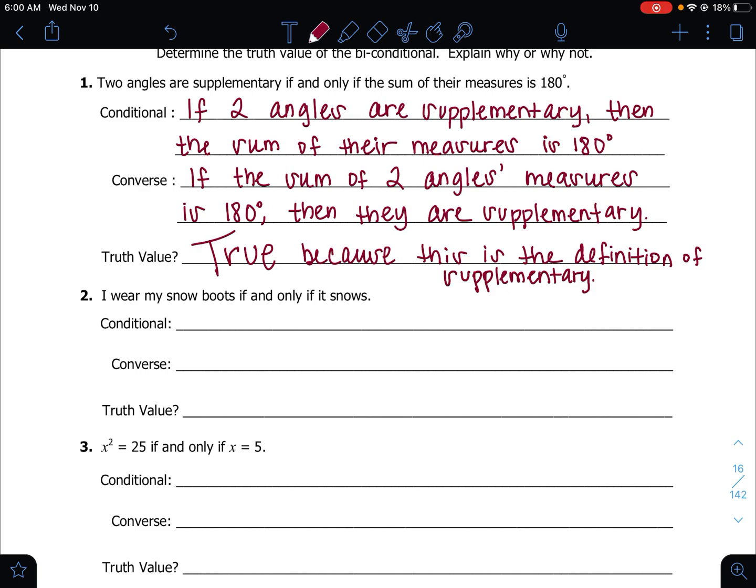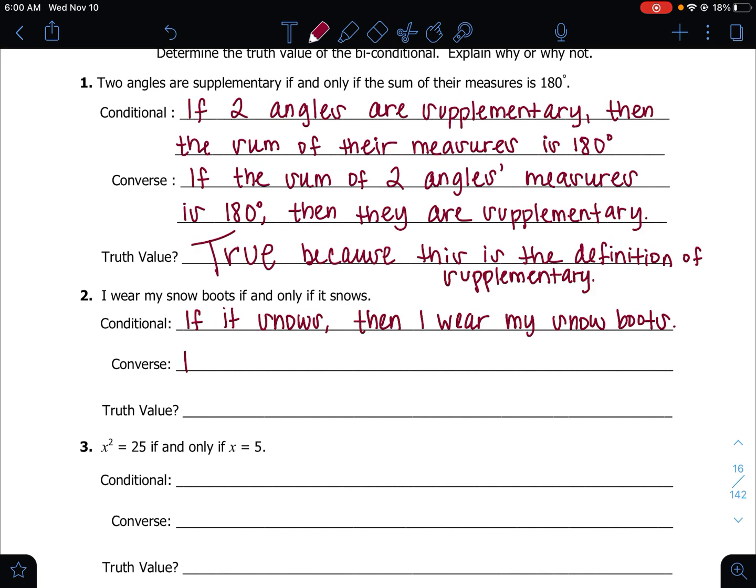All right, I wear my snow boots if and only if it snows. So the conditional. I just switched the order because I felt like it made more sense to write it this way for the original conditional statement. So if it snows, then I wear my snow boots.